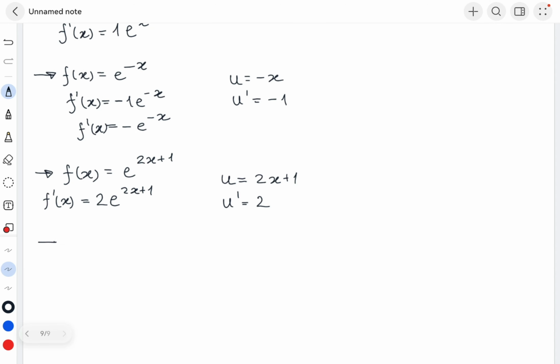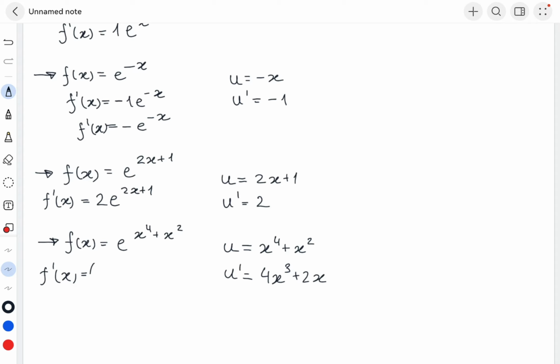Let's do one more difficult example, not so difficult. e to the power x to the fourth plus x squared. We just follow the rules. u is the power of e, which is x to the fourth plus x squared. u prime is the derivative of them, so it will become 4x cubed plus 2x. And now we just apply the rule. u prime e to the u.